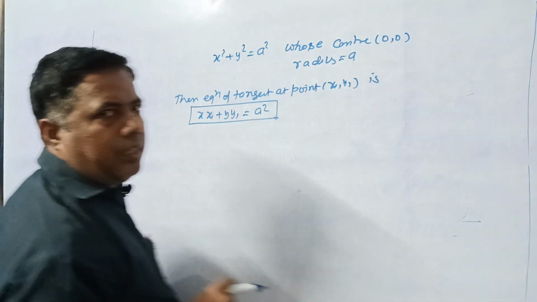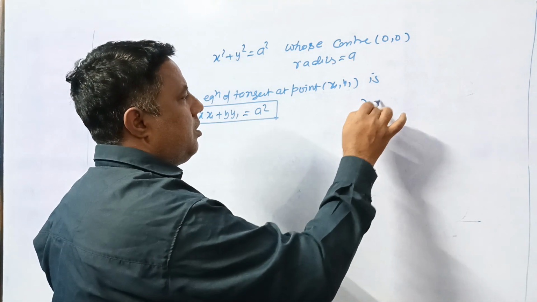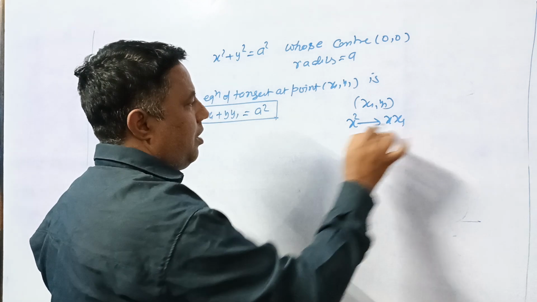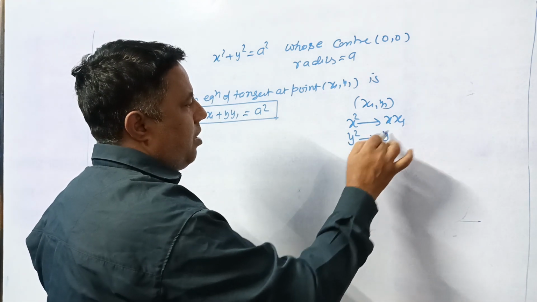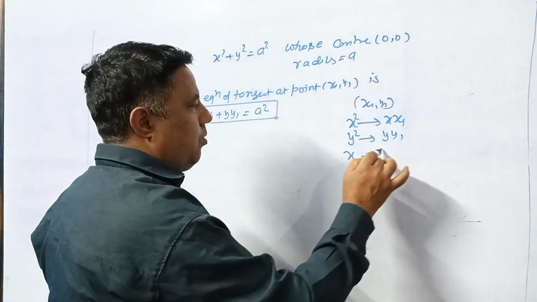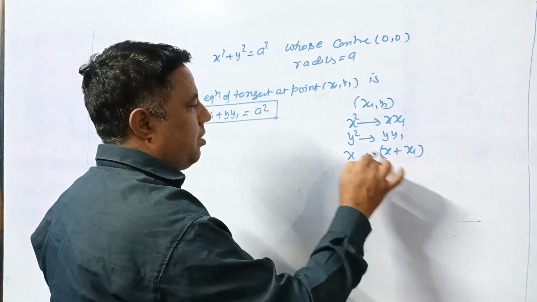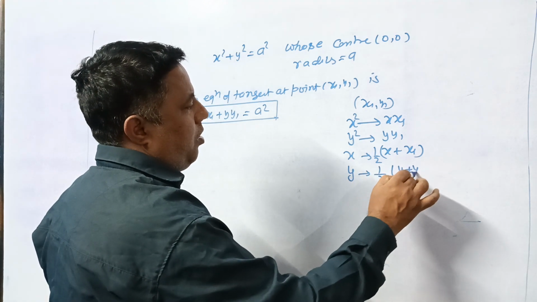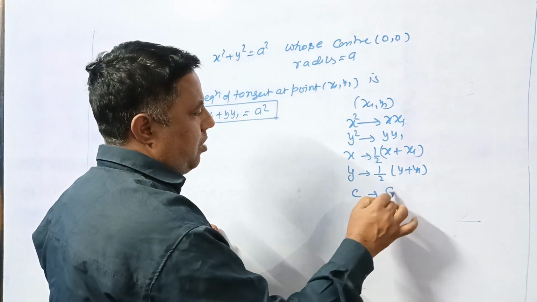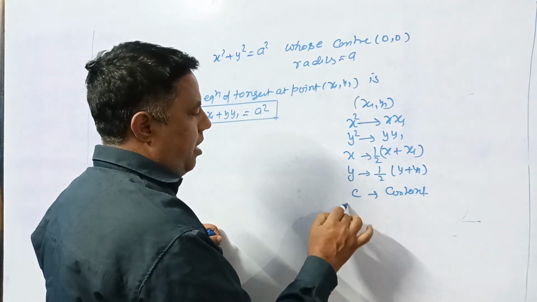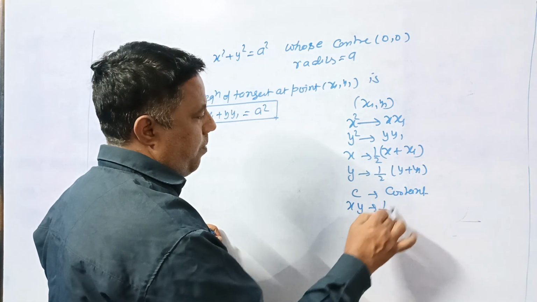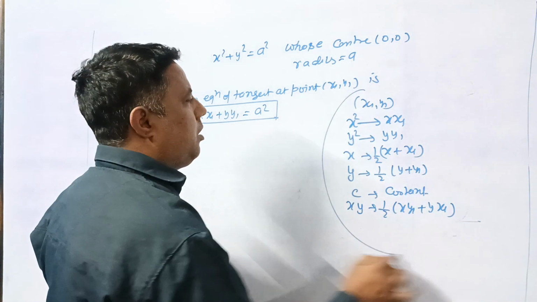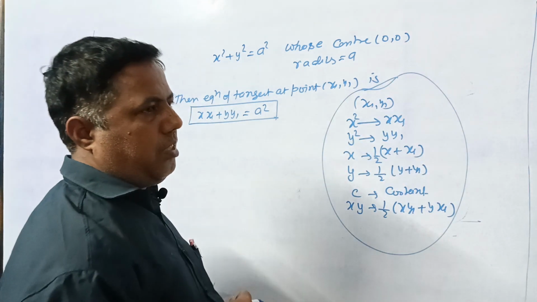The method to write the tangent at a point (x1, y1): x square converts to x x1, y square converts to y y1, x converts to half of (x plus x1), y converts to half of (y plus y1), a constant has no change, and xy converts to half of (x y1 plus y x1). This is the method to write the tangent of any curve at a point.